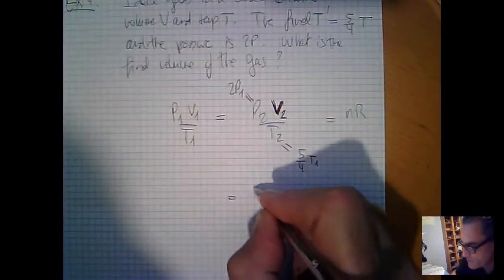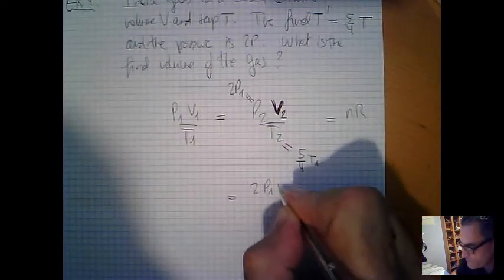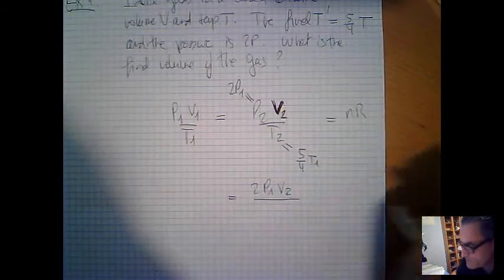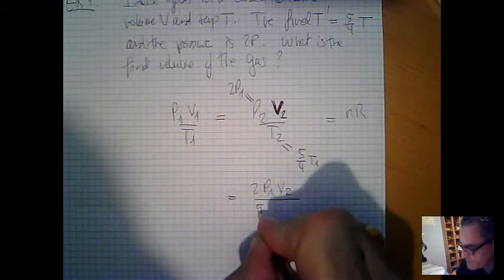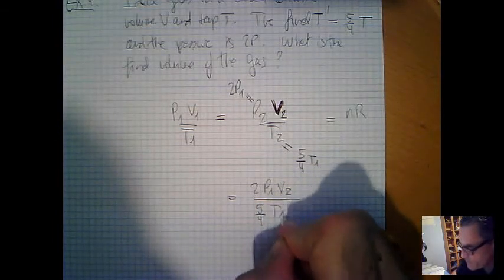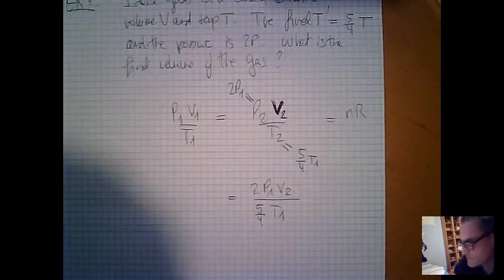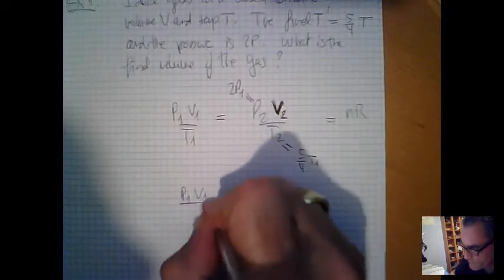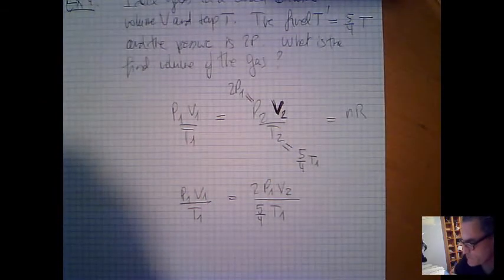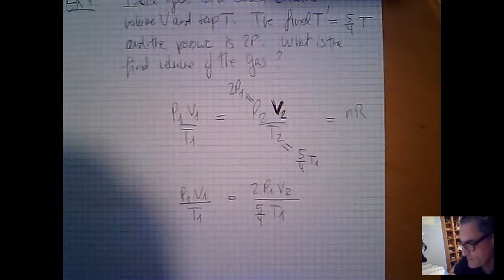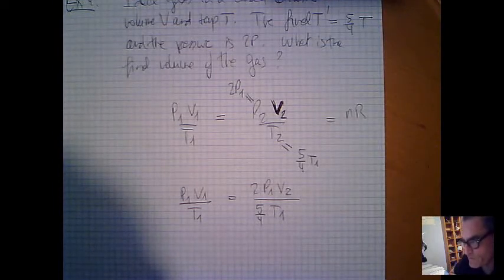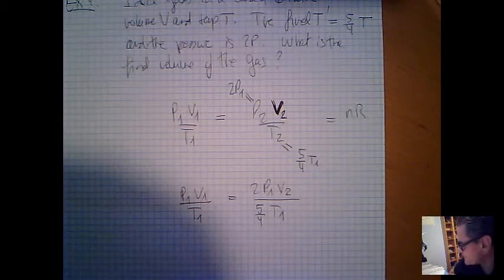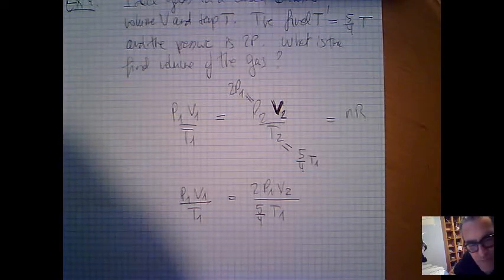So now I can write that this is 2P1 V2 divided by 5/4 of T1. Let me rewrite this side of the equation: P1 V1 over T1. So what do we do with that? What would you do when you are faced with an equation like this? What do you do instinctively? Talk to me. Tell me. Don't be shy.